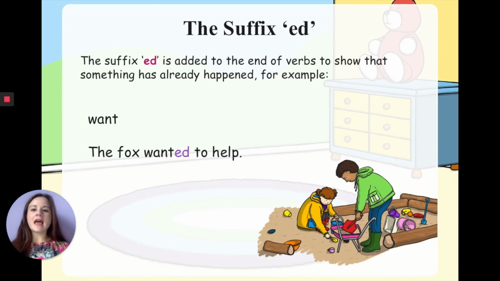The suffix ed. The suffix ed is added to the end of verbs to show that something has already happened. For example, the word want. The fox wanted to help. So he wanted to help in the past. It's already happened. He doesn't want to help now or in the future. He has already wanted to help.